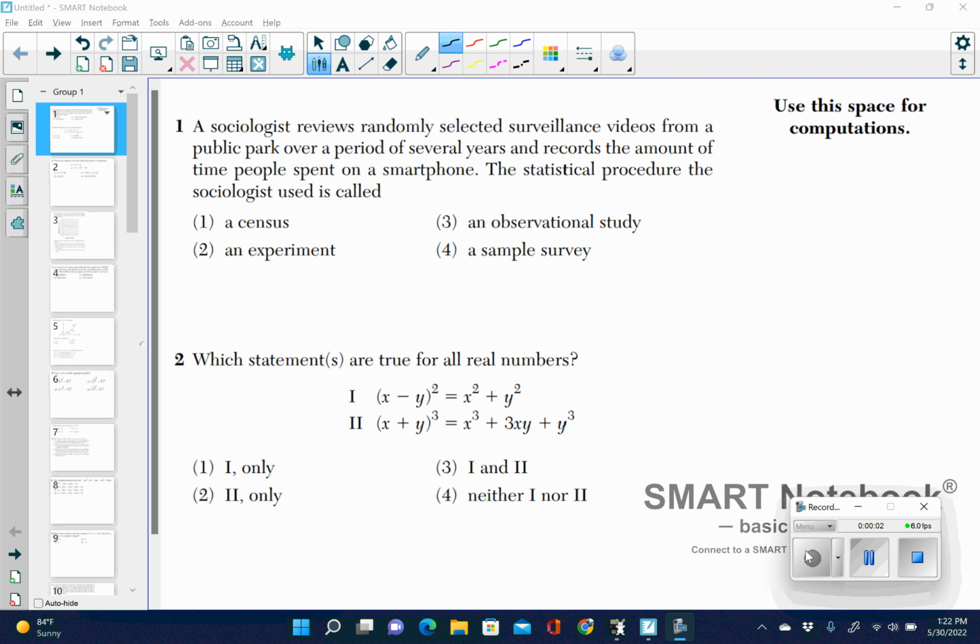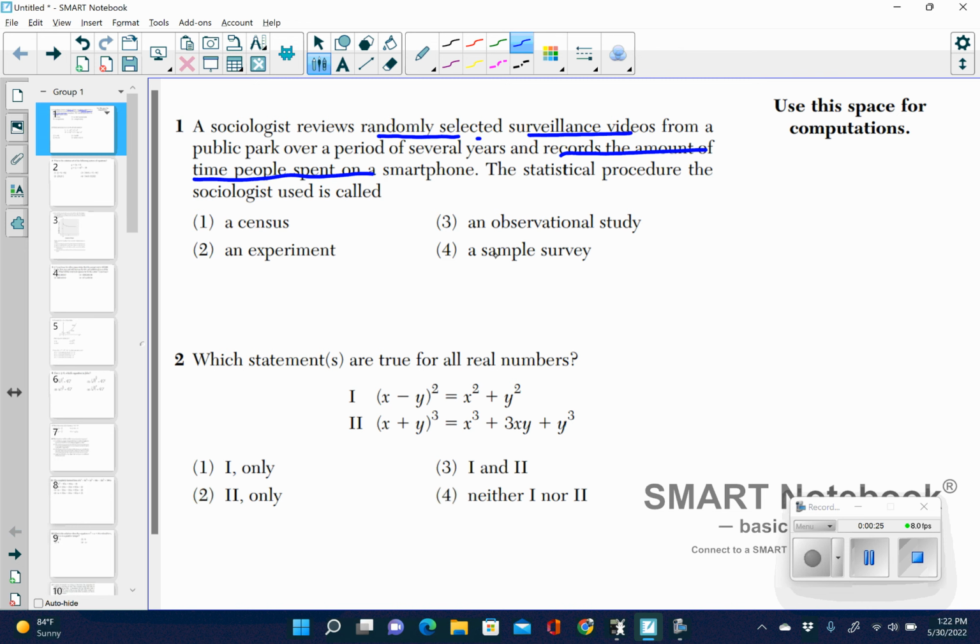Right. So we're going to do the June 2019 regions, starting with number one, going all the way straight through. All right. So first one, there is a sociologist recording. A lot of you probably are like, miss, this is not math, but it's okay. Just recording, randomly selecting surveillance videos and recording the amount of time people spent on a smartphone.